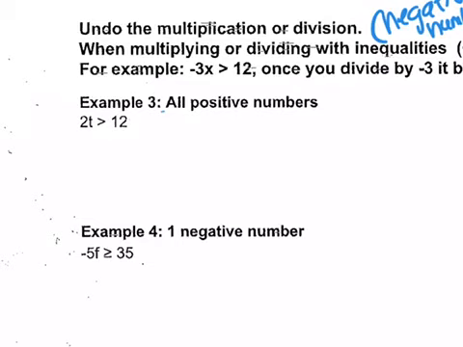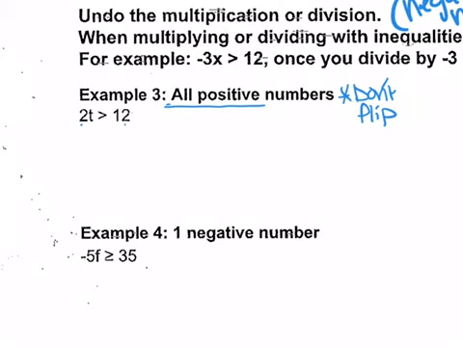So we've got all positive numbers. I got a positive 2, positive 12. So I know I'm not going to flip the sign. So we don't want to flip it. We're just going to solve it like we would solve an equation. So 2 times something is greater than 12. Since that's multiplication, I do the opposite. So divide by 2 on both sides. So t is greater than 6.